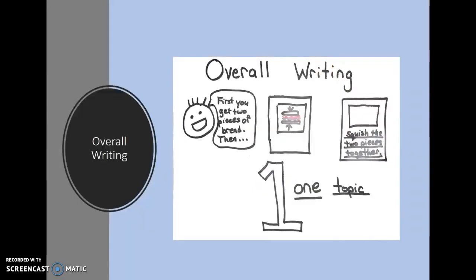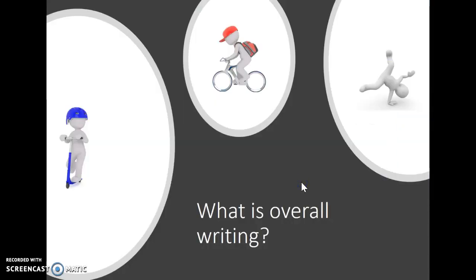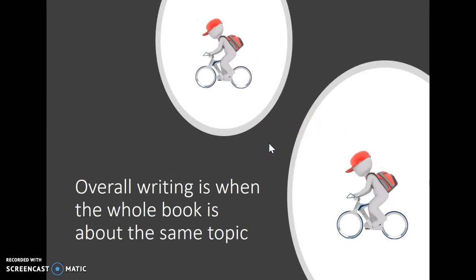The first term we're going to talk about is overall writing. What does that mean? It means that you stay on one topic throughout the whole paper. Sometimes friends want to write a book about riding a skateboard, riding a bike, learning how to dance, learning how to swim, and they put it all in one book. But overall writing is when the whole book is on the same topic. So if page 1 is about riding a bike, then page 2 is also about how to ride that bike.